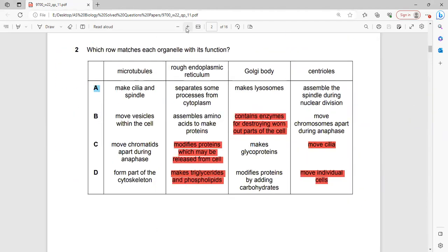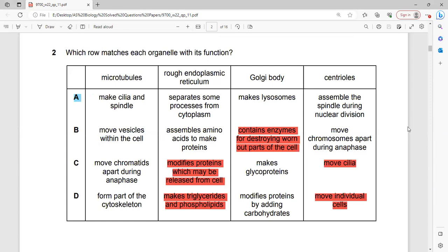Next question is related to the organelles. Which row matches each organelle with its function? In this question, we're going to proceed column by column. For example, the first column, the microtubule: they make cilia and spindle fibers. So that's a role in the cytoskeleton.